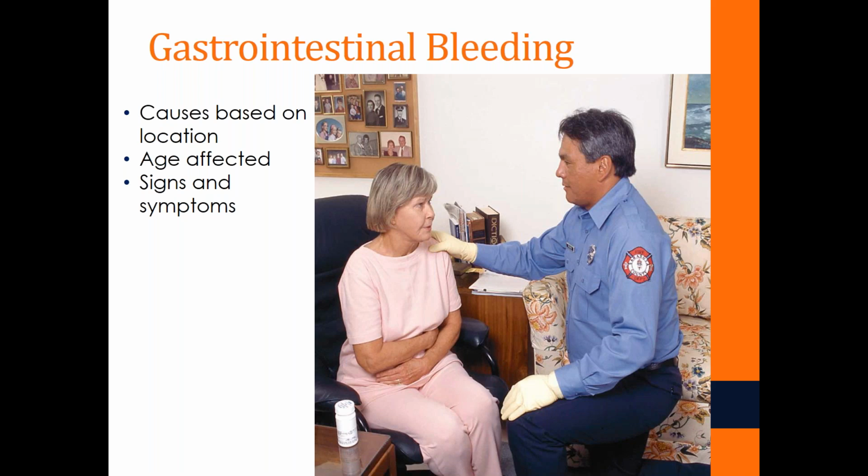Some of our causes of this can be peptic ulcers, or gastric erosion from constant and continuous GERD. We could have varices in the organs themselves. Diverticulosis is a lot of times a significant cause of a lower GI bleed. GI bleeds are normally found in people between the ages of 40 and 70.